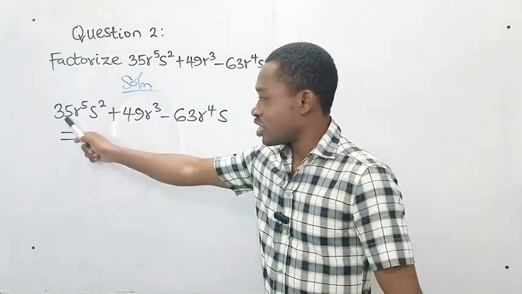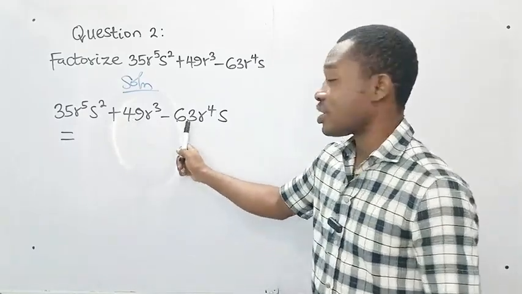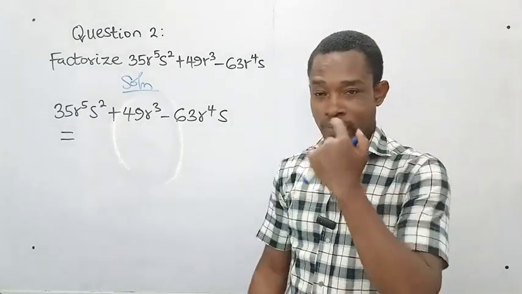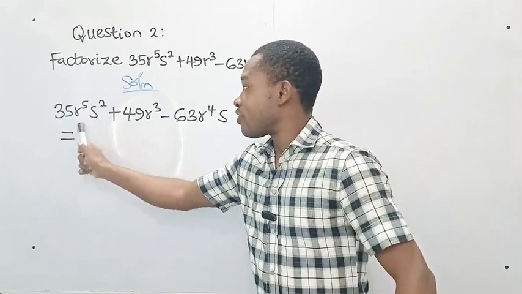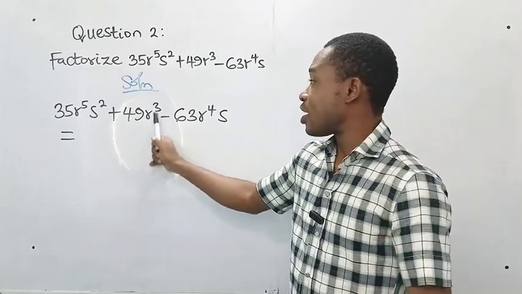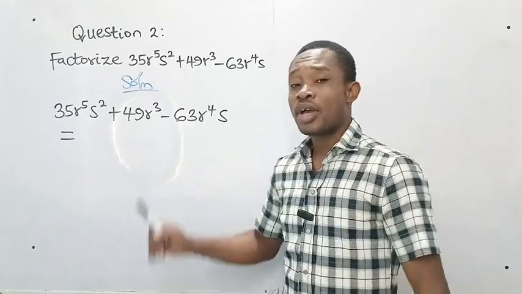Now we have 35 as a number multiplying here, 49 as a number multiplying here, and 63 as a number multiplying here. There are 3 terms in this expression. This is one of the terms, 35r^5s^2. This is the second term, 49r^3. And this is the third term, 63r^4s.